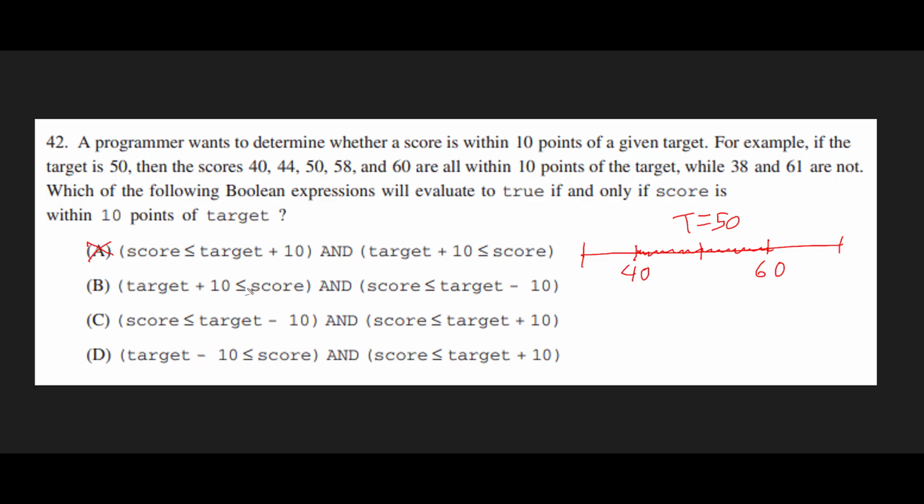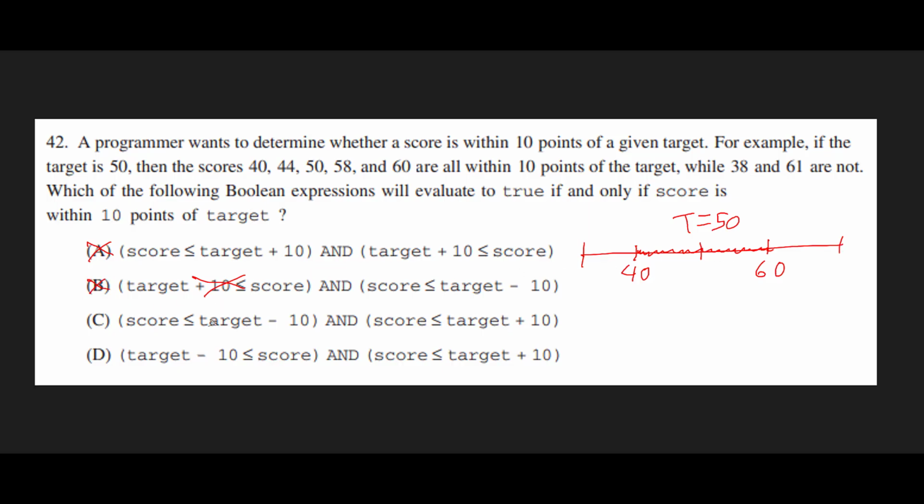Let's look at this one. Score is greater than or equal to target plus 10. Notice I'm reading from right to left here. I'm reading in terms of score. We already know this one's false because this right here is not correct. We don't want to include anything where the score is greater than 60. So it's not B either.